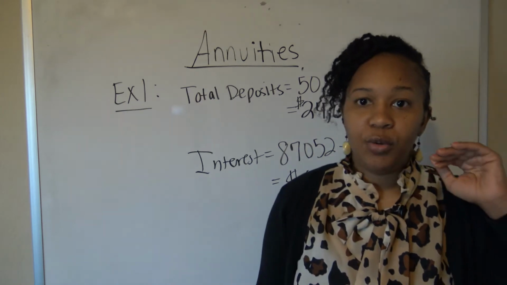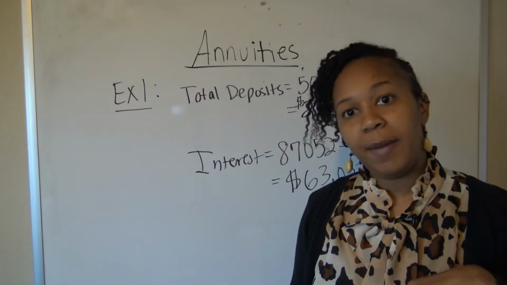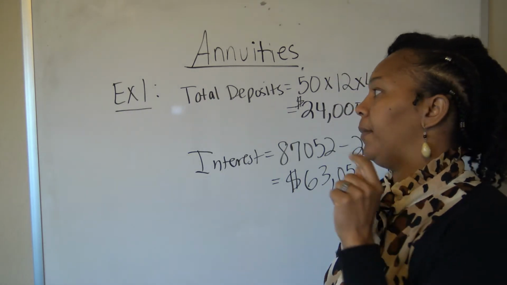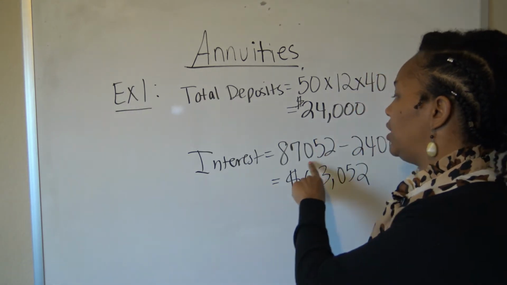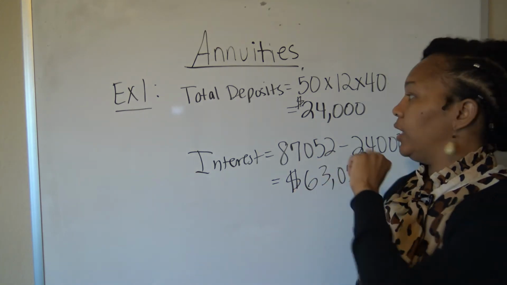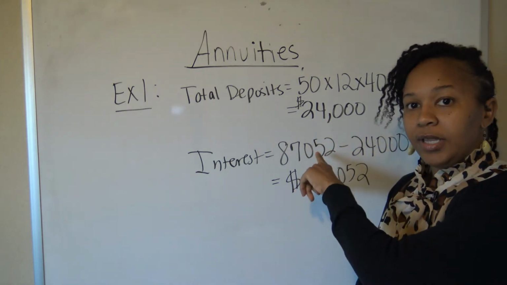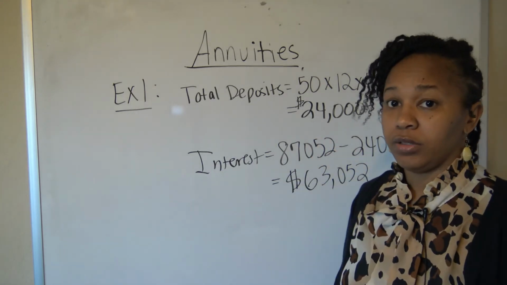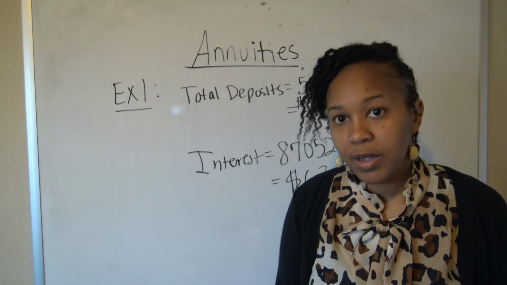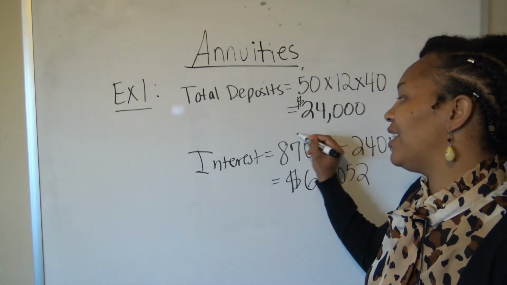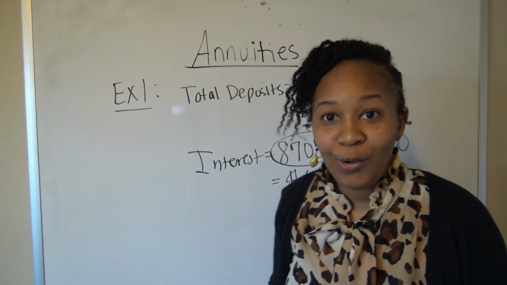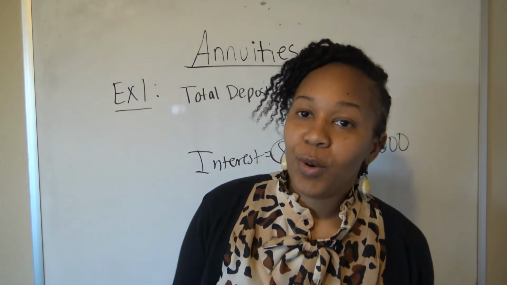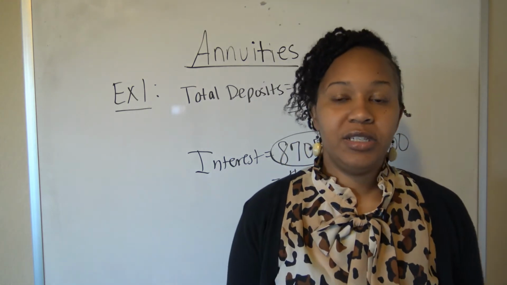So that means if you make $50 payments monthly in that account that pays 5.5% interest, and you do that for 40 years, you'll end up with $87,052, and $24,000 of that came from money that you actually put in, and $63,000 of that actually came from interest. So that's really a good return on your investment. Even though $87,000 is not a lot to retire on, realistically speaking, but that is a start. So the more you want to have, the more you will want to put in each month, okay?